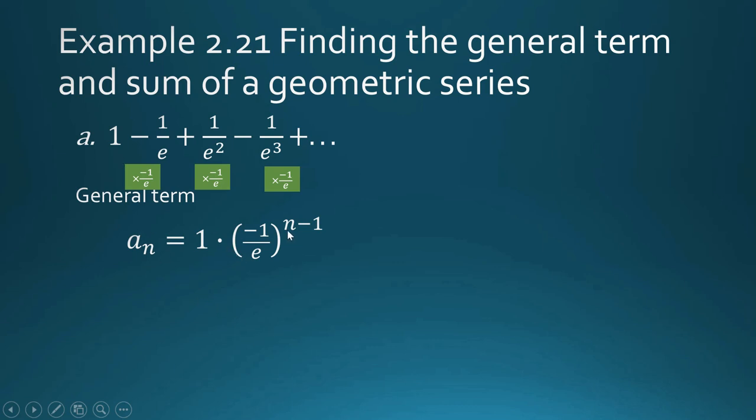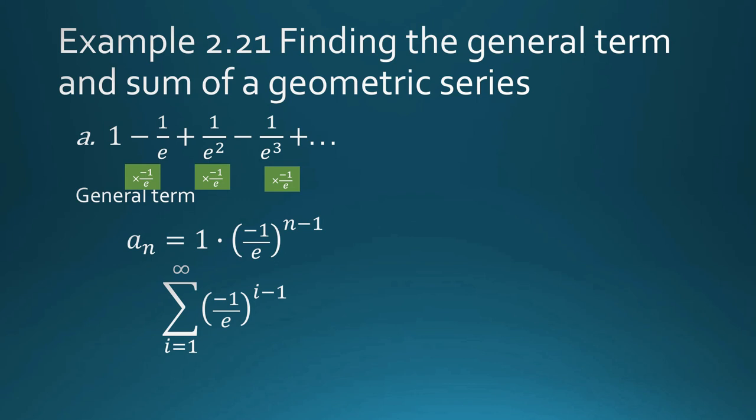When n is 2, 2 minus 1 is 1. Negative 1 over e raised to 1 is negative 1 over e. So that's it. Okay? So we got it right. You can continue until you get to the fourth term. So we got the right general term. Let us write the geometric series. This is the geometric series.